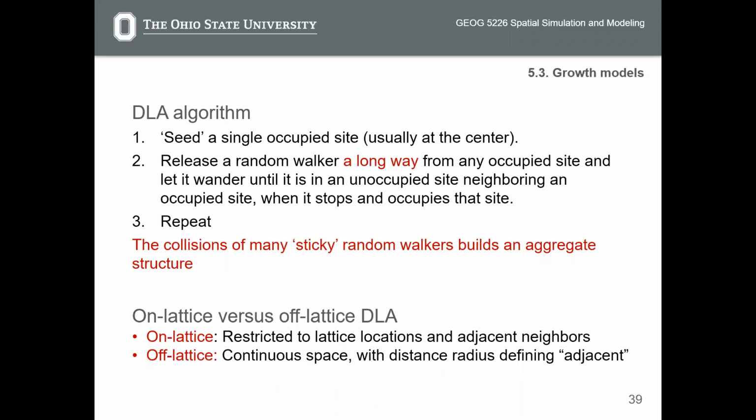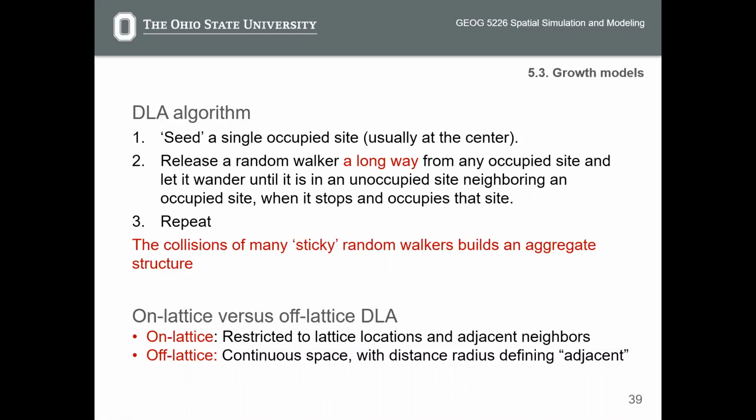So what's the algorithm? What are the steps? First step, we put a seed on the middle of the lattice. Seed a single occupied site. So after the first step, only one site is occupied on this lattice. It's the seed in the center of the lattice. And then we release a random walker a long way from any occupied site. It means that we release a random walker far away from the seed, and let it wander.